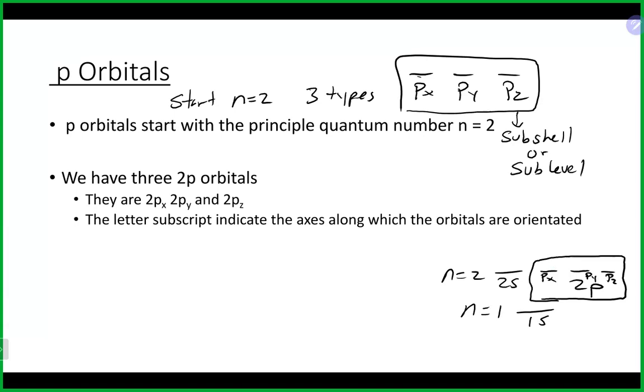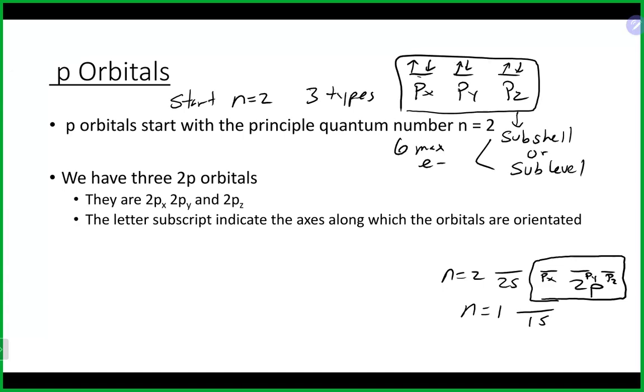If I were to fill up the entire p subshell on an energy level, how many electrons can I put in there if I fill it completely up? 6, right? Each individual one could hold 2, and there's 3 different types. So 3 times 2 is 6 maximum electrons if you fill them up. You go 1, 2, 3, 4, 5, and 6.